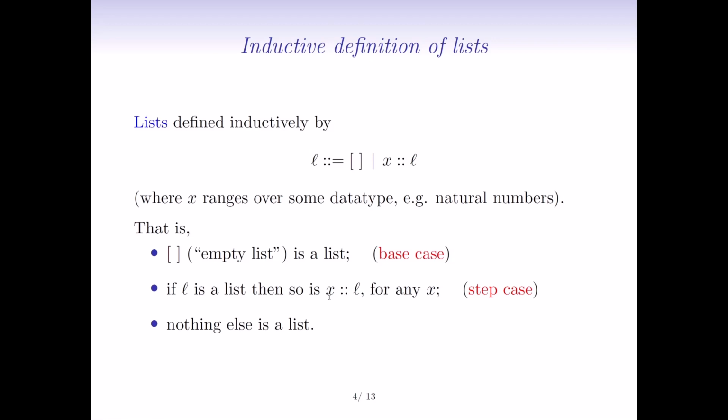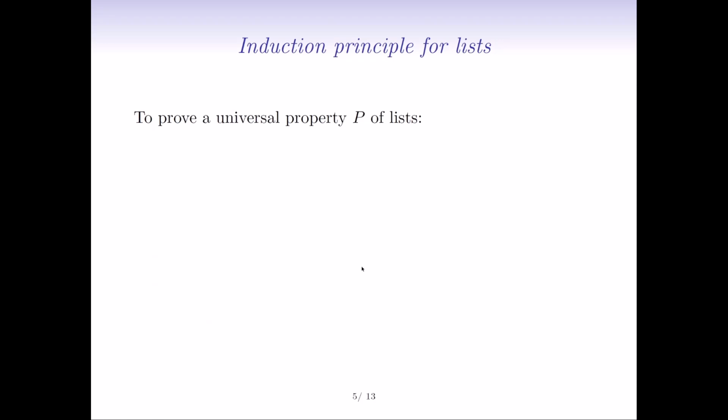And also, just implicitly, nothing else is a list other than what could be constructed using these two operations, empty list and cons. So then, by analogy to natural numbers, how might we show that some property P is true of all lists? Well, first of all, we need to show that P is true of the empty list. If it's not true of the empty list, then for sure it's not true of all lists. And that's the base case of the induction over lists.